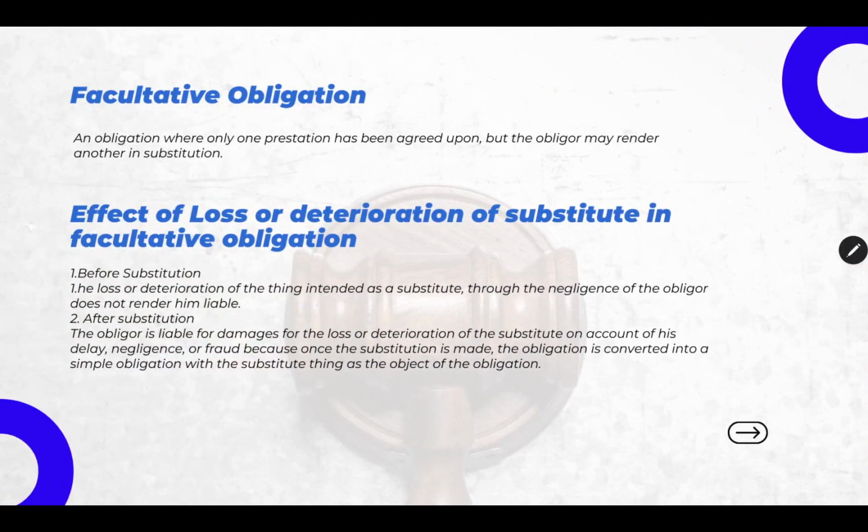Okay? So now we move to facultative obligation. An obligation where only one prestation has been agreed upon but the obligor may render another in substitution. Ito lang naman yung isa lang ang napili ng napag-agrihan nilang dalawa, pero yung obligor may render another in substitution.